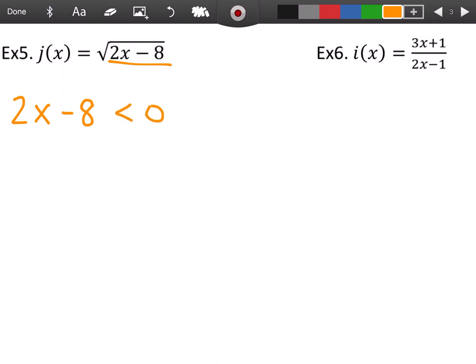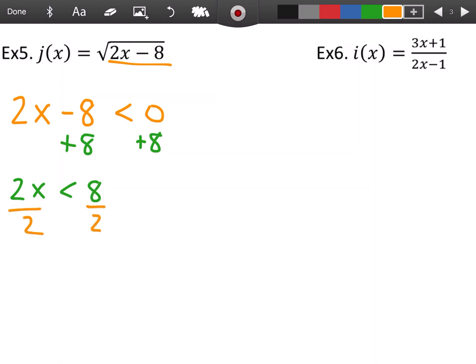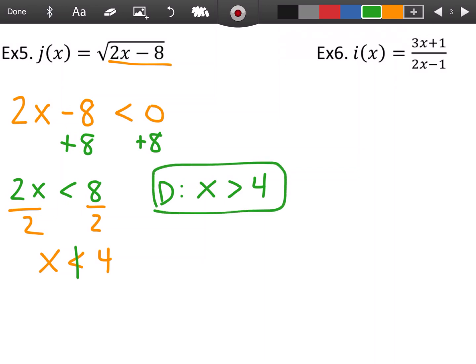Again, the stuff underneath the radical cannot be less than 0. So if we solve this equation, or inequality I should say, we can figure out what values can't happen. Add 8 to each side to get 2x is less than 8. Divide by 2, and we get x is less than 4. So that means our restriction is that x cannot be less than 4. So that means our domain is all the numbers to the right of 4.